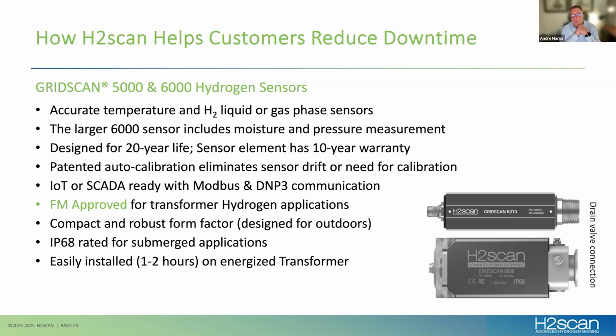And they're easily installed. As I mentioned earlier, the average installation time is 1 to 2 hours, and it can be done on an energized transformer. So it's not very difficult for us to install this. You can go to site. Again, it is governed by your standard work practices, the proximity to conductors. So you are looking to do something very safe.